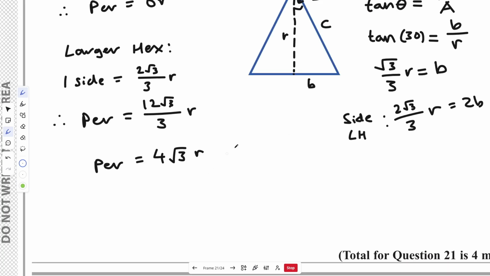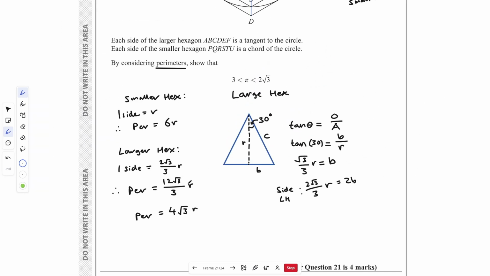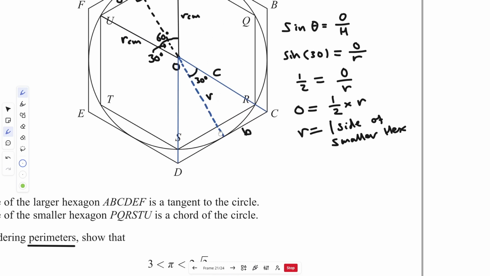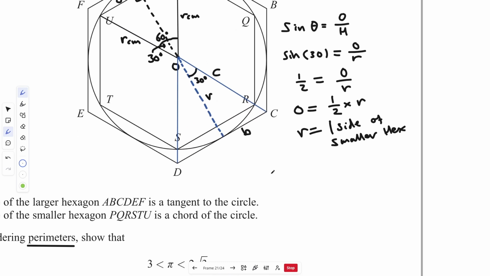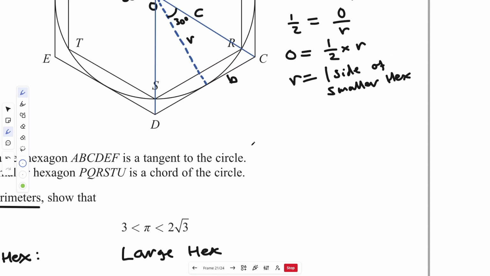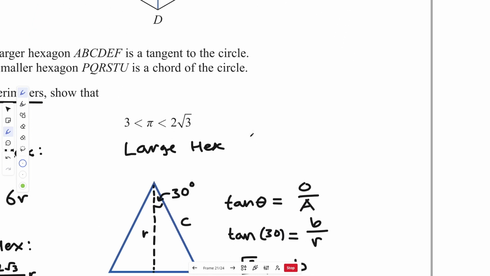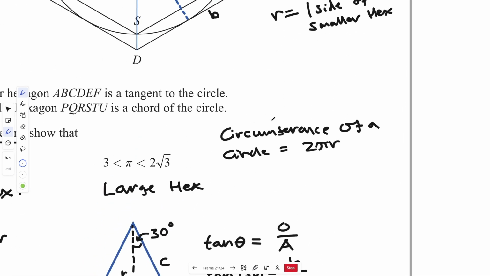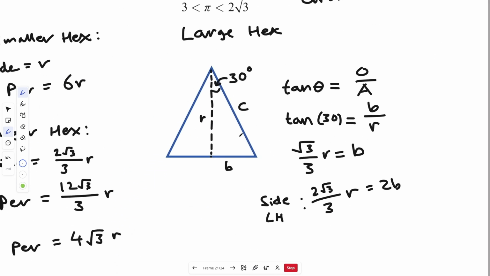Before we have all the expressions that we need, the last missing expression that we need is for the circle itself. So for a circle, we know that the perimeter, or in other words, the circumference, is 2 pi r. So let's write that down. The circumference of a circle is equal to 2 pi r. And that would be the perimeter of the circle, right?